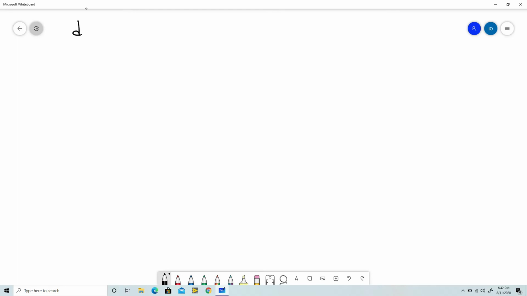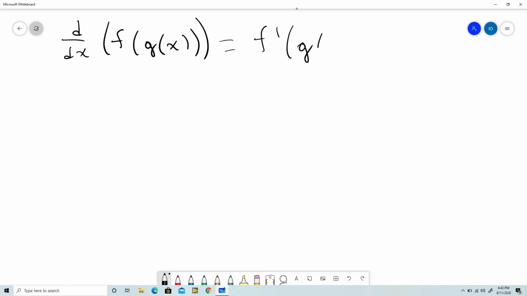Say you have d over dx of f of g of x. So what the chain rule is that it deals with the composition of functions. And this would be equal to f prime of g of x times g prime of x. So the way we need to look at this is in layers.